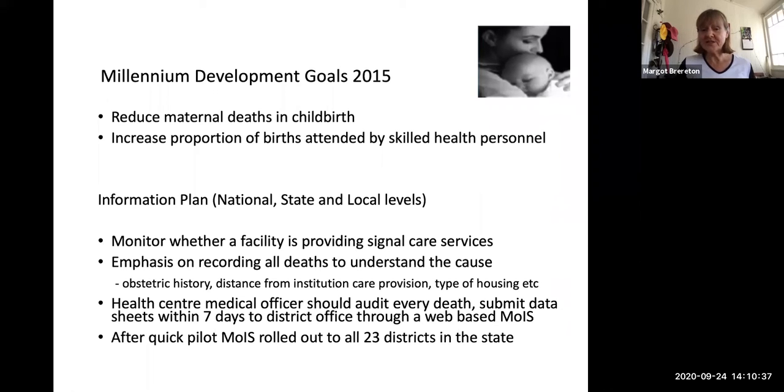And the plan was to monitor whether facilities were providing signal care services, to record all deaths, to understand the cause, looking at obstetric history, distance from the institution, care provision, the type of housing that the family lived in, and so on. And the idea was that a health centre medical officer should audit every death, submit data sheets within 7 days to the district office through a web-based mortality information system. And after a quick pilot study, this mortality information system was rolled out to all 23 districts in the state.